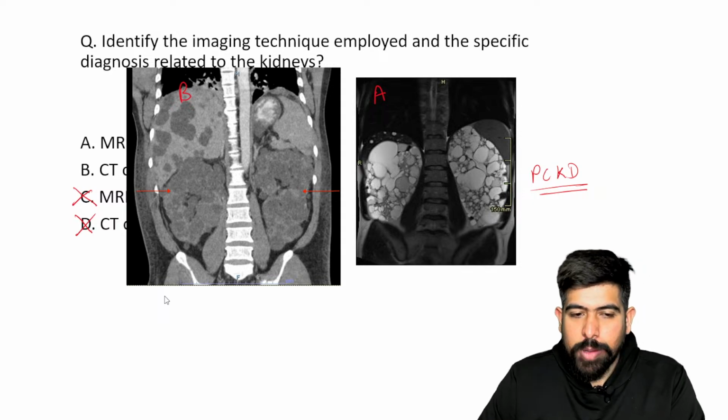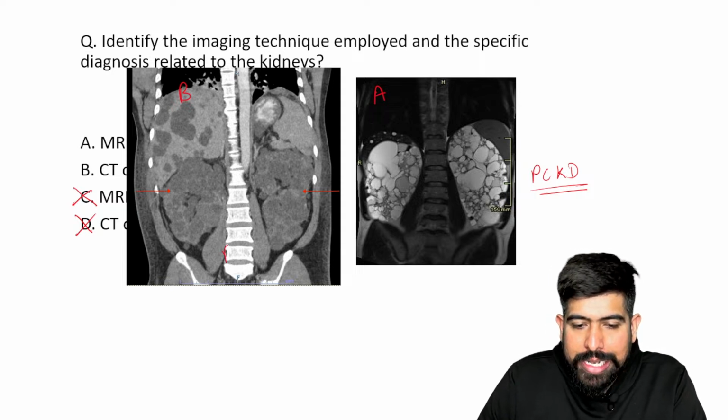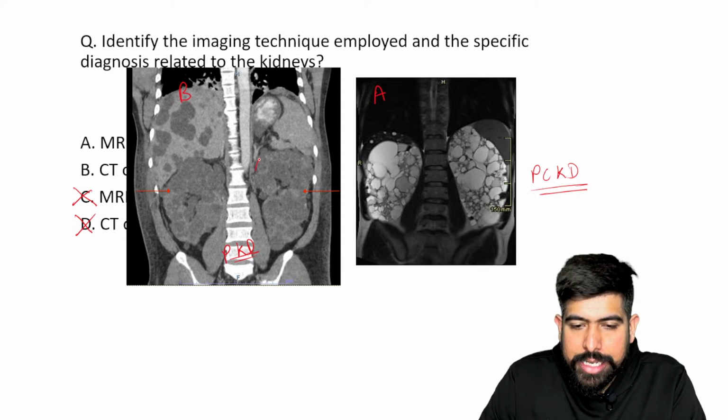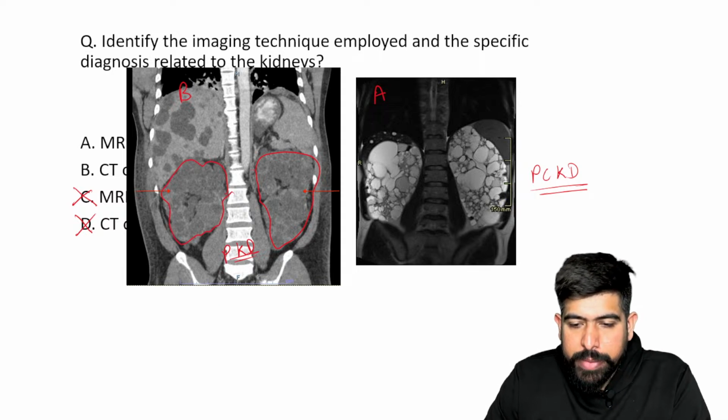Very good. This is the option which is given. I already put it with the same. The diagnosis of this image is also polycystic kidney disease. PKD is only there. You can see these are the kidneys and they have cysts over there, on both sides. This is bilateral.